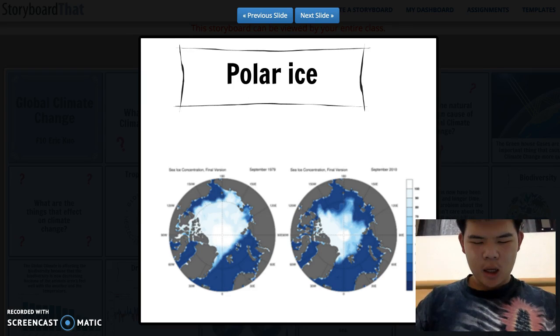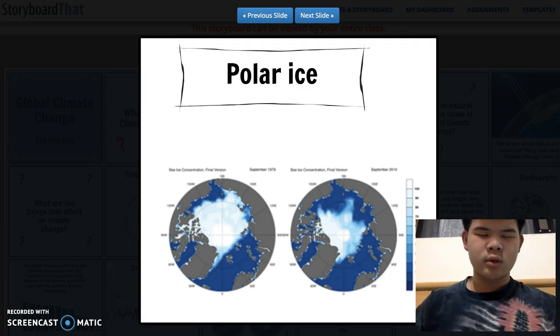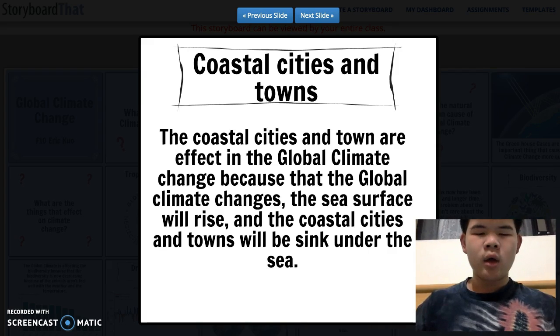Polar ice. According to NASA, the polar ice is now melting because of global climate change and global warming. If the polar ice is still melting, the sea surface will still be rising.